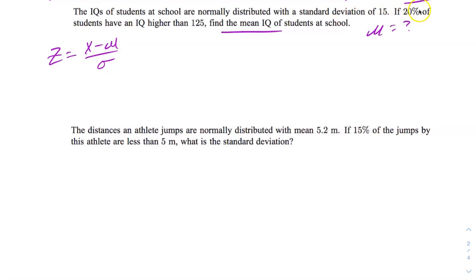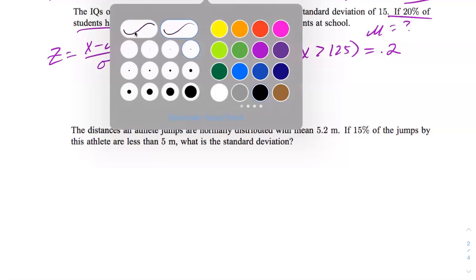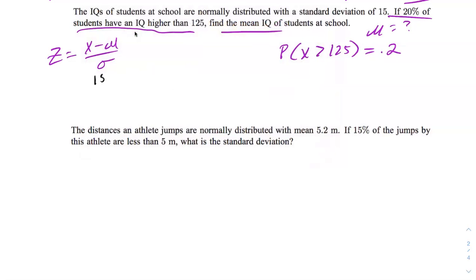Now the key thing I always say is this part right here: if 20% of the students have an IQ higher than 125, find the mean. That's the key. You have to write that. That's saying the probability that x is greater than 125 is 0.2. So that's what I'm putting in here. Let's plug in what we know. I know the standard deviation is 15. I know x is 125. And my z, remember, we always find the same way: invert normal, my area, and then 0, 1. So z is always specifically 0, 1.